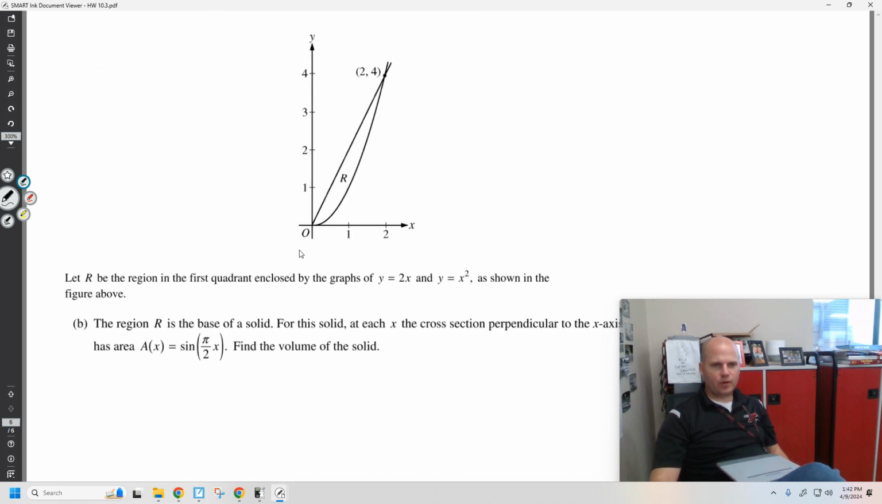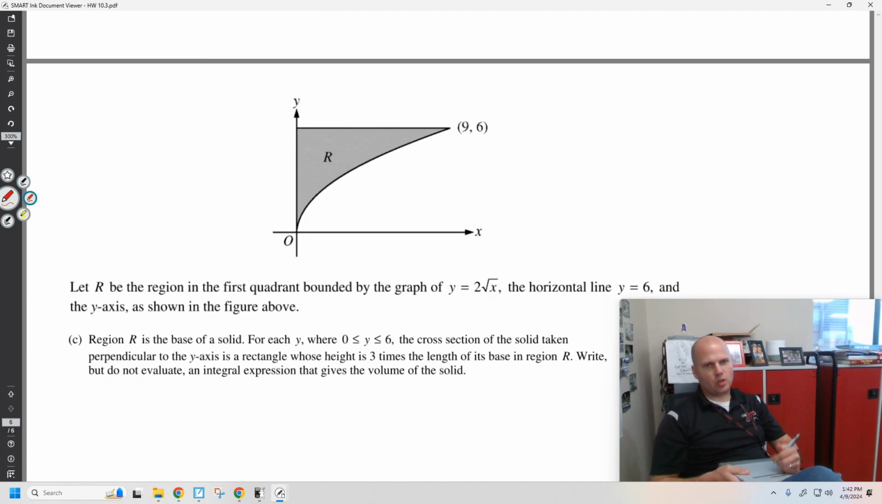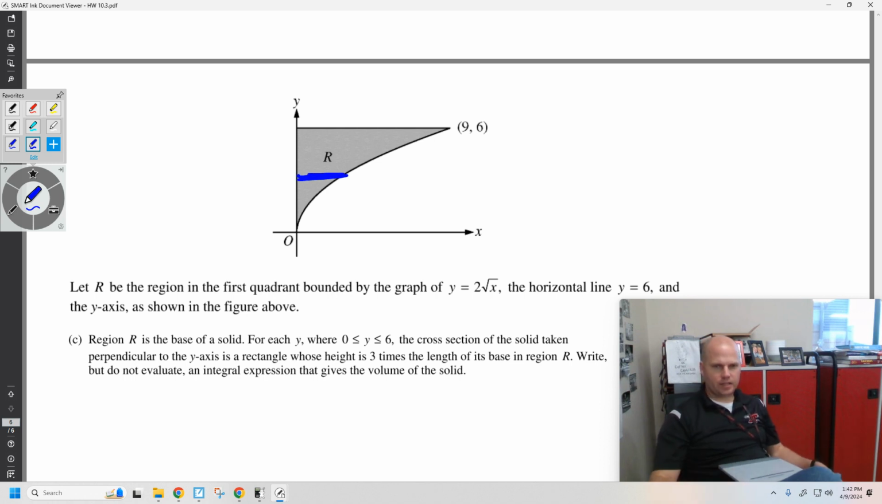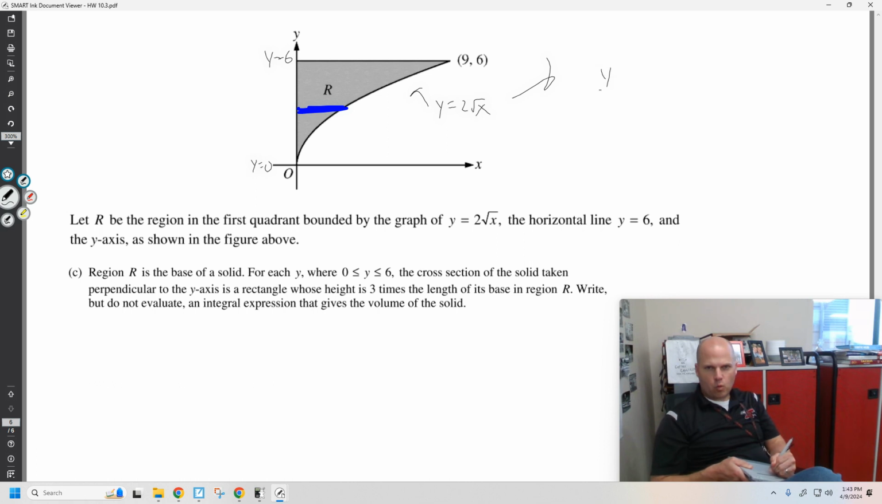All right, we'll finish off with this one. Because it's perpendicular to the y-axis, we got the horizontal line y equals 6. Obviously, we're starting at y equals 0. We get y equals 2 root x. That's y over 2 equals root x. That is y squared over 4, or y over 2 squared, is x.